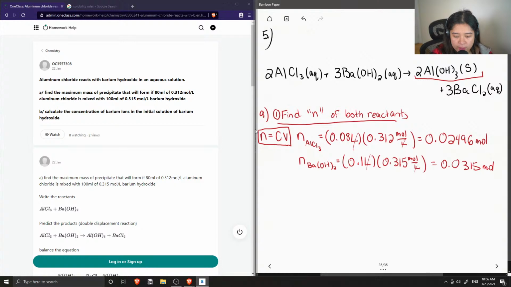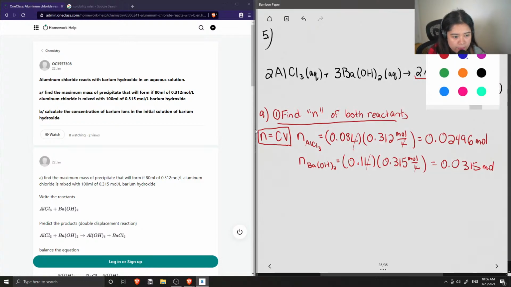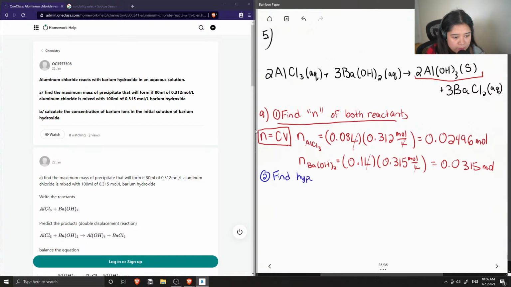Okay, so when finding limiting reagent, it doesn't necessarily end with which one has the least amount of moles, because we have to take into account the mole ratios in our balanced equation. So this brings us to step 2, which is to find the hypothetical number of moles of our product, which is going to be the aluminum hydroxide.